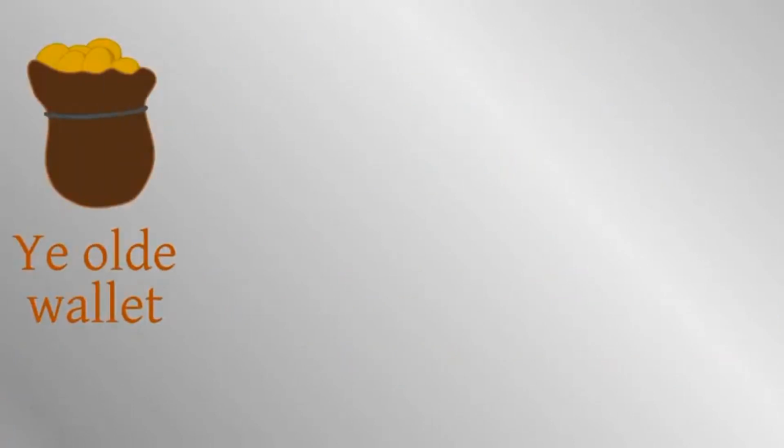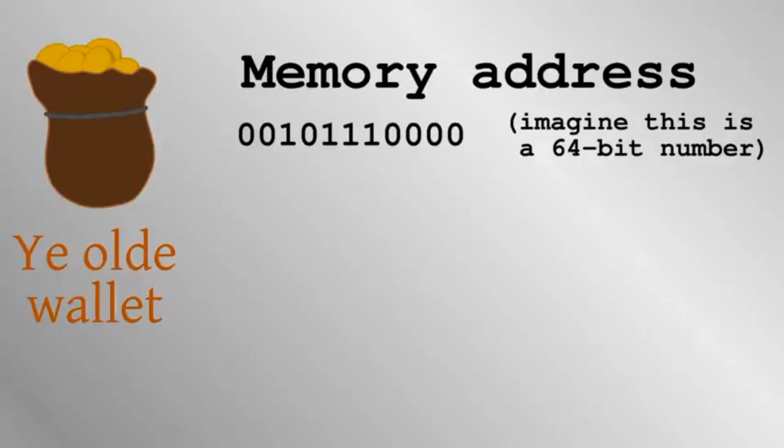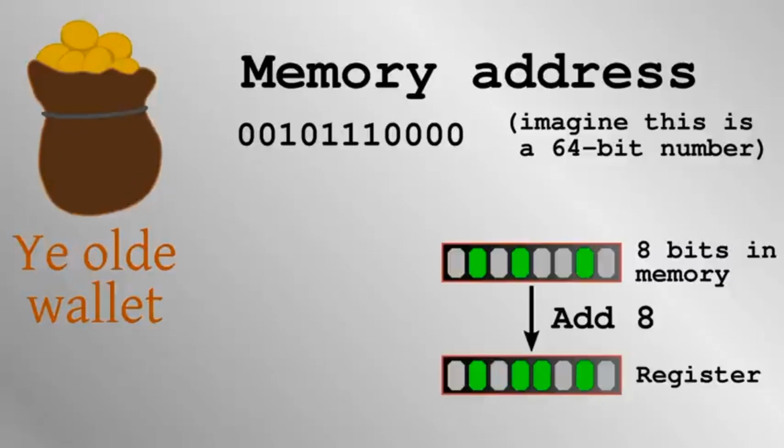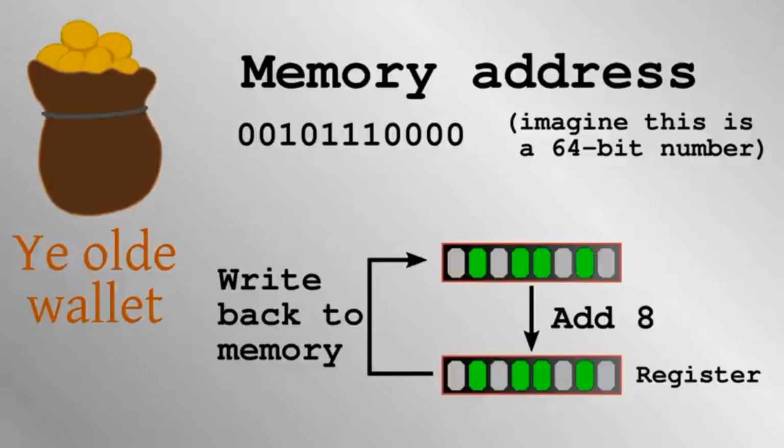So let's say you're playing a video game where you have a number of coins in your wallet. The video game will keep track of the address where the wallet total is stored. If you found 8 more coins, the game will fetch the number currently in your wallet from that address, load it into the register, load a binary number corresponding to 8 in base 10 into the other register, add them together and put the result back into the address with the wallet total. We will look at this in more detail in the next section.